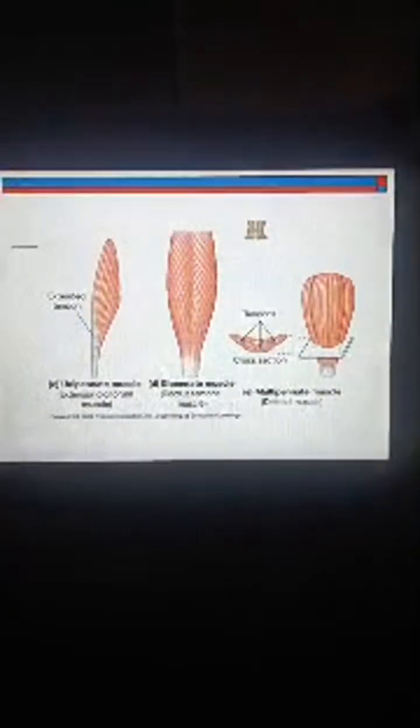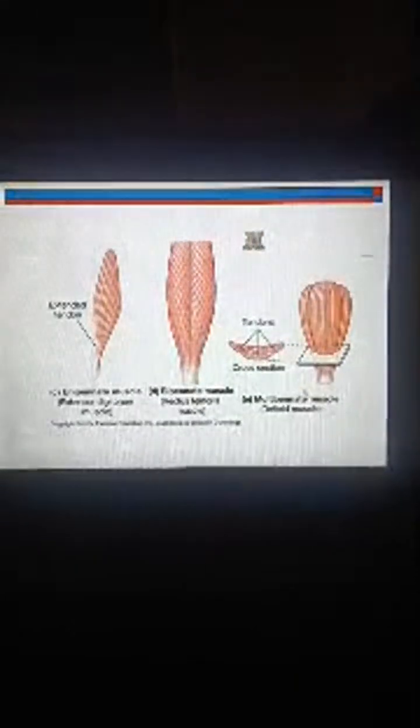So here's that unipinnate. Everybody is on one side of the tendon. Our bipinnate, the tendon would be in the middle. And then our multipinnate, so we have those tendons, and each of them are going to have those little oblique muscle attachment points.